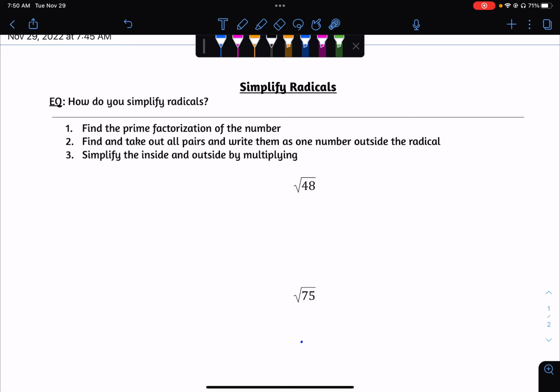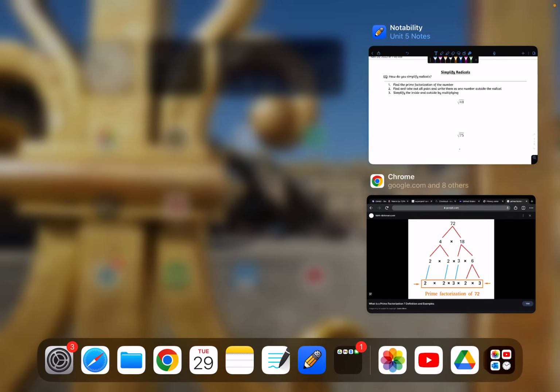So today we're talking about simplifying radicals. Now, basically what we're trying to do is simplify these radicals. Radical means this little symbol right here. And the way we simplify a radical is going to be doing prime factorization. If you don't know what that means, it's something that I'm pretty sure you've done before.